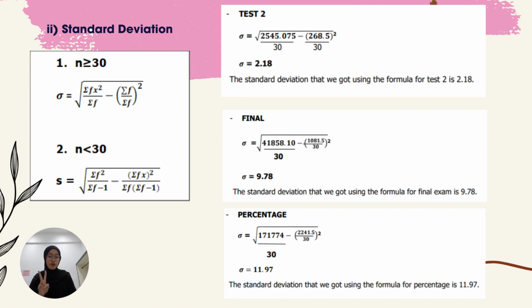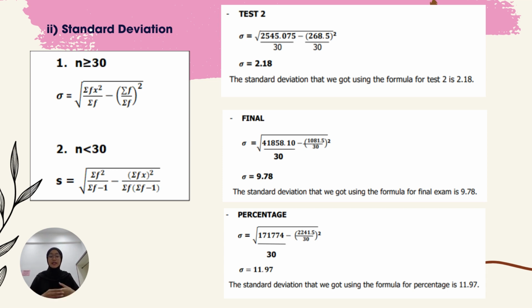So, there are 2 formulas for finding standard deviation. The first one is for a sample of 30 or above. But the second one is for a sample below 30. So we choose the first one because our sample data is 30.